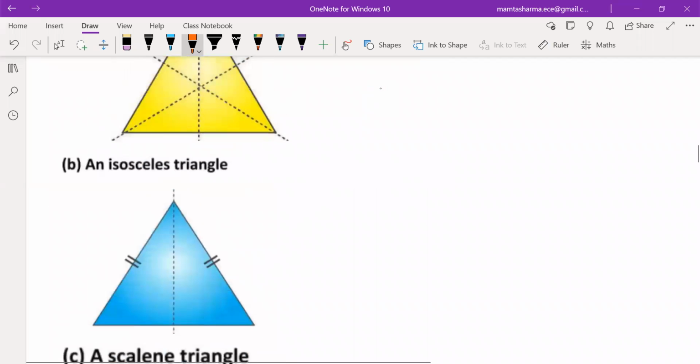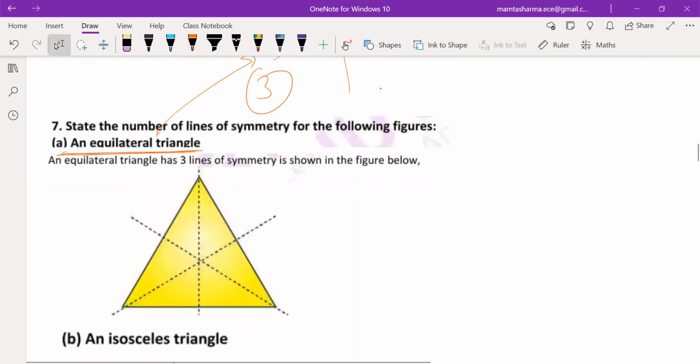Yes. Isosceles triangle. Yes, Shiva Pranav, tell me. Ma'am, one. Isosceles. What is an isosceles triangle, Ritvik Nimala?